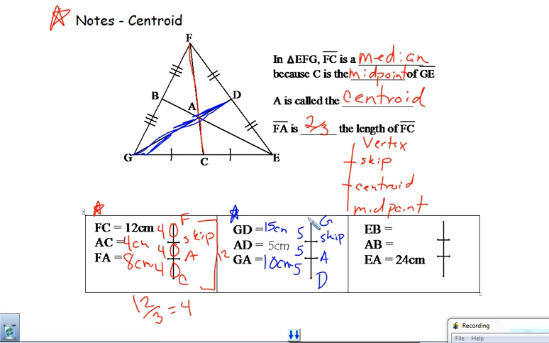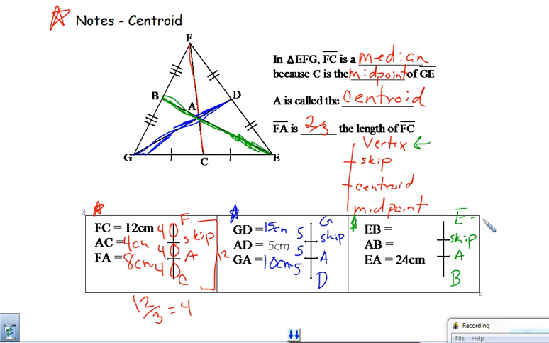Okay? And lastly here, we are looking at E, B, and A. So this median right here is what we're looking at. A lot of times in a picture you're only going to be looking at one of the medians. So in this one, the vertex is the corner of the triangle, which is at E. Then we skip. The centroid is A, and the midpoint is B.